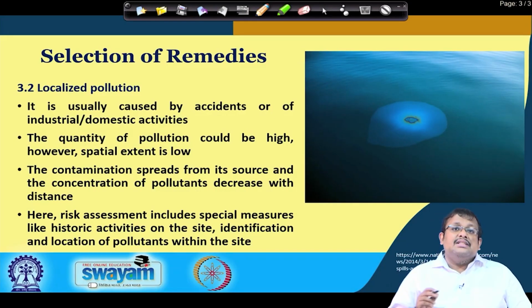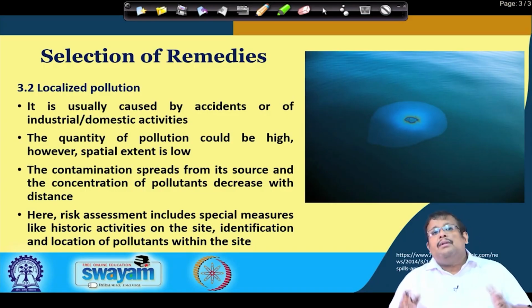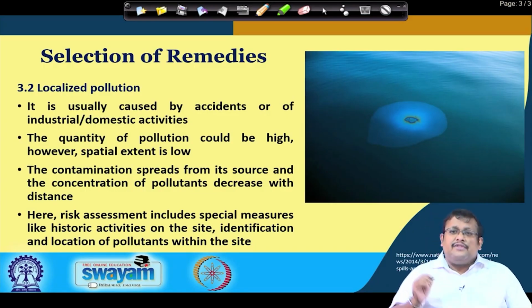The contamination spreads from its source and the concentration of the pollutant decreases with the distance. So, risk assessment includes special measures like historic activities on the site, and identification and location of pollutants within the site. An example of localized pollution is a petroleum spill in the ocean from a tanker. In this localized pollution, the spatial extent of pollution is less.